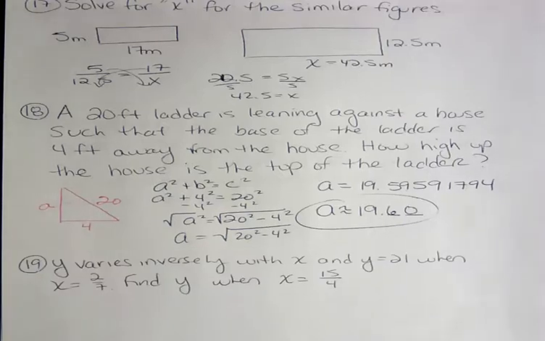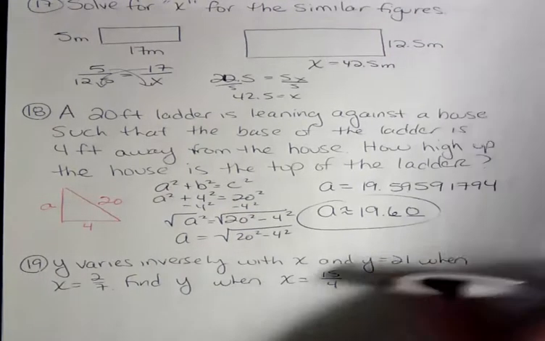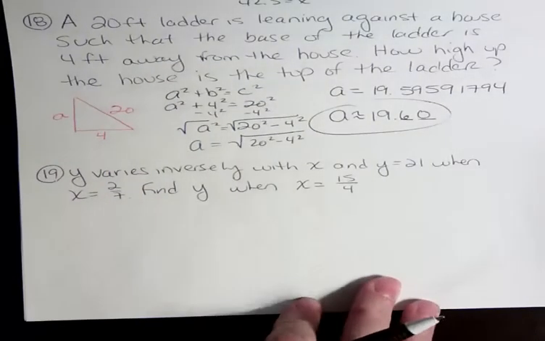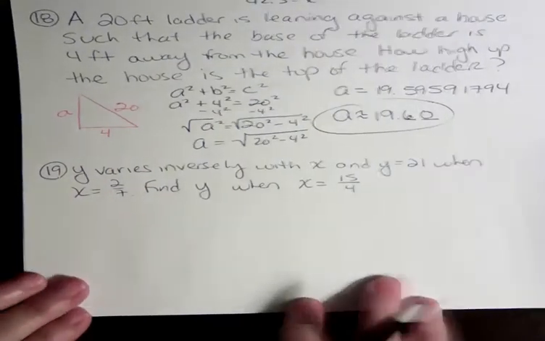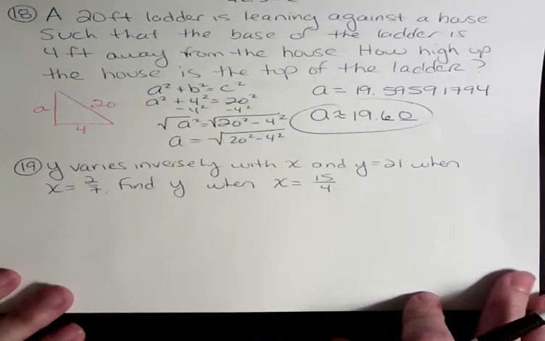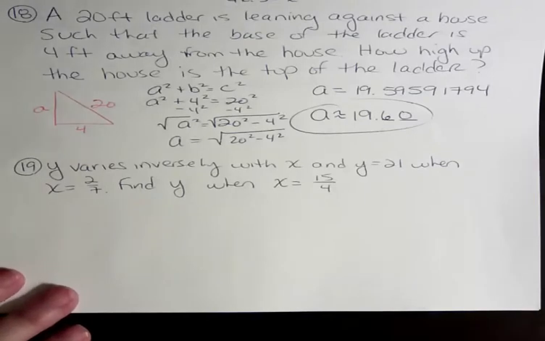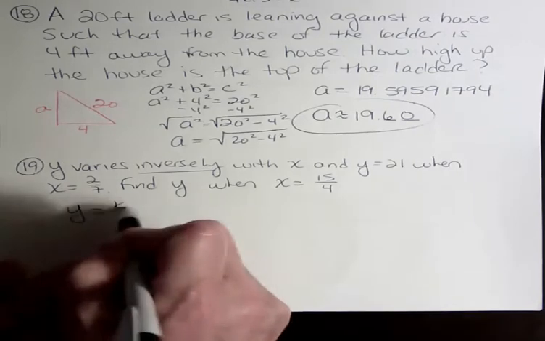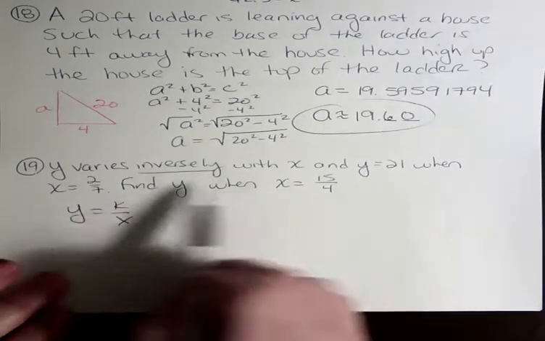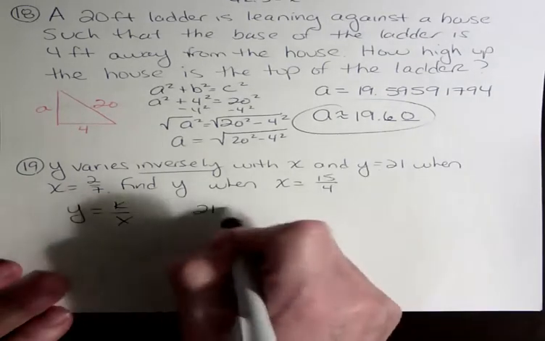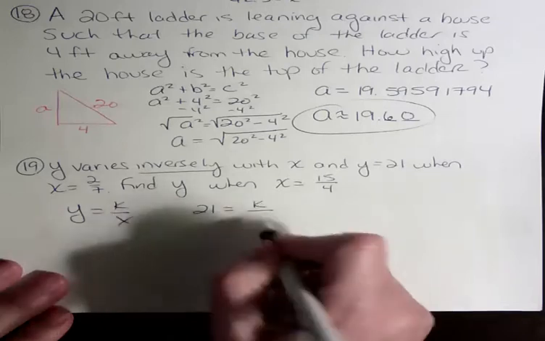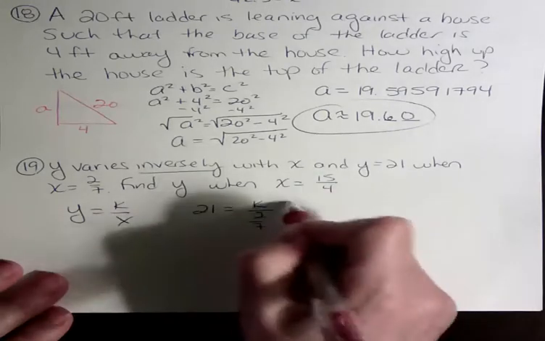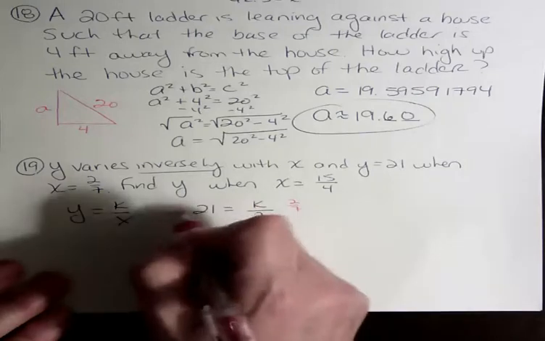Okay. Y varies inversely with x, and y is 21 when x is 2/7. Find y when x is 15/4. So there's going to be some problem on the test where you have to deal with fractions, so deal with it. Inverse proportion, y equals k over x. What you do is you put in the y that they give you, and you put in the x that they give you. You want to get rid of 2/7, so you're going to multiply both sides by 2/7.